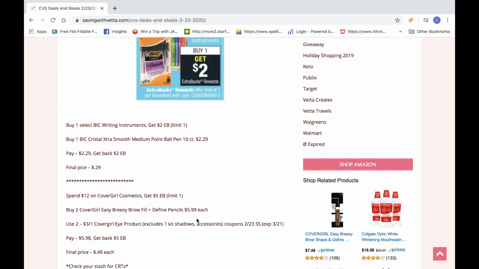CoverGirl is on sale again. Spend $12, get $5 back. Buy two of the brow pencils again, $5.99. Use two $3 off one coupon. Pay $5.98, get $5 back, making these 49 cents each. And we did get a CoverGirl CRT. You may have that coupon that printed from the machine previously. So if you have that, pair it with this deal to grab you an even better steal.